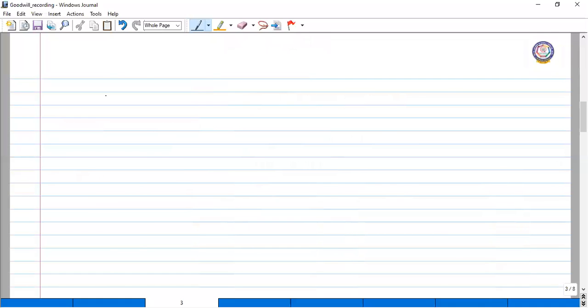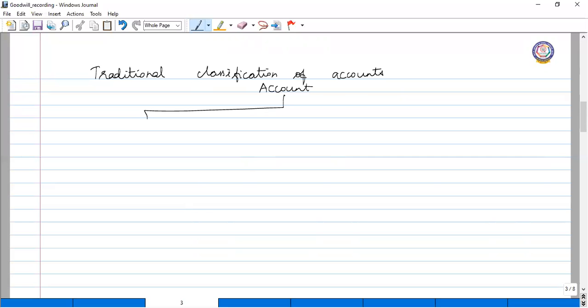Now we are going to see the traditional classification of accounts. When we take the traditional classification of accounts, any account is classified into personal and impersonal.